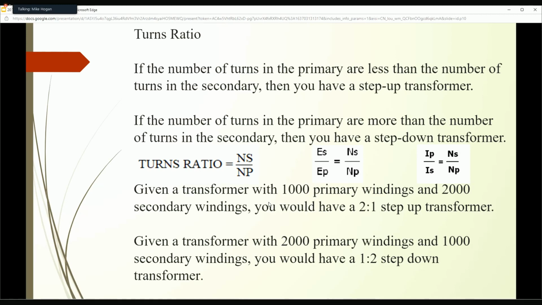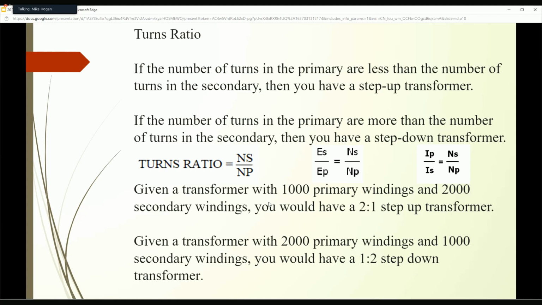You've got a transformer where you have more turns in the primary than you do in the secondary. If you've got more turns in the primary than the secondary, then that's going to be a step down transformer. Basically what a step up or a step down transformer means is that the voltage is going to be greater or less in either the primary or the secondary.